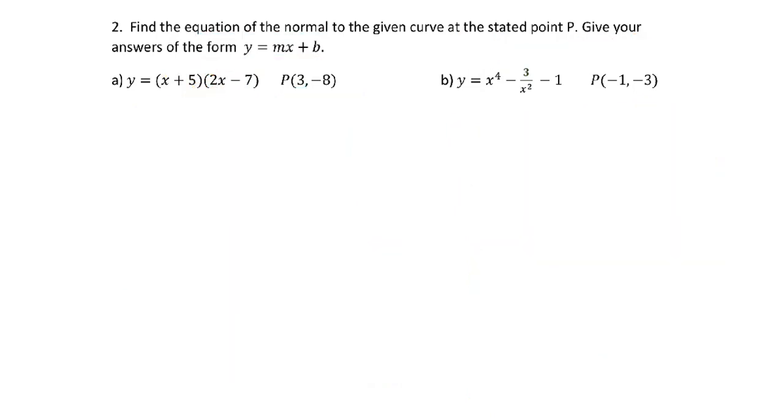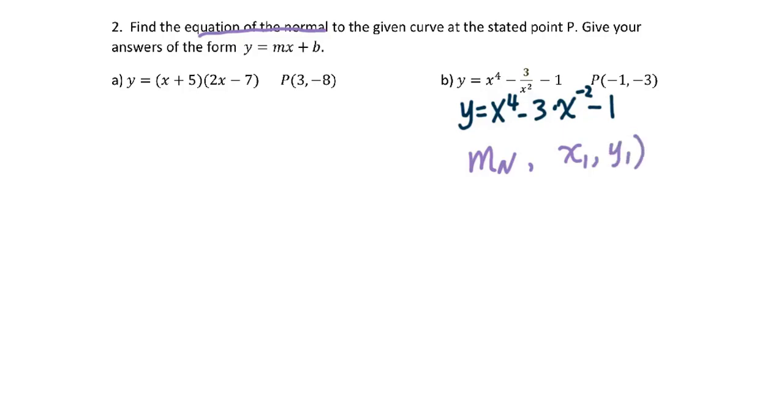Now let's go to B. First of all, we need to change this one into single power form: 3 times x to the negative second power, minus 1. We need to figure out the equation of a normal line, which means we need to get the slope of a normal line and x1, y1. The x1, y1 is given, that is negative 1, negative 3.